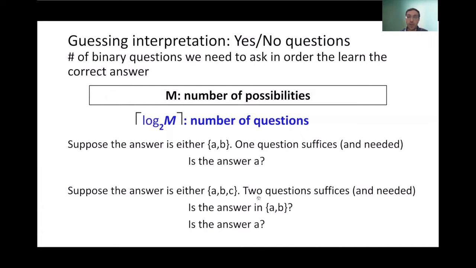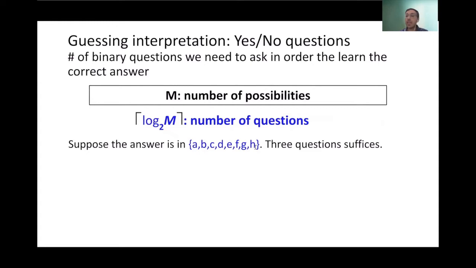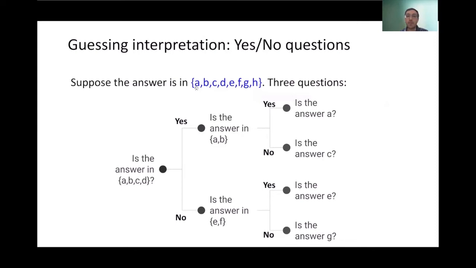Now, if the answer is in a set of size 8, one of these 8 possibilities, I need to ask 3 yes or no questions. How? For instance, I can first ask whether the answer is in A, B, C, D. If yes, I will then split this into half and ask whether the answer is in the first part, A, B, or not. And then based on the answer that I get, I can ask my third question. So three questions suffice, and the number of questions I need to ask is the ceiling of logarithm of M in base 2.